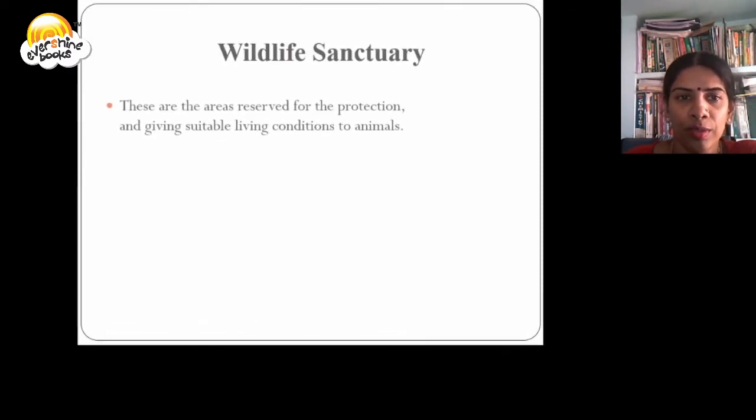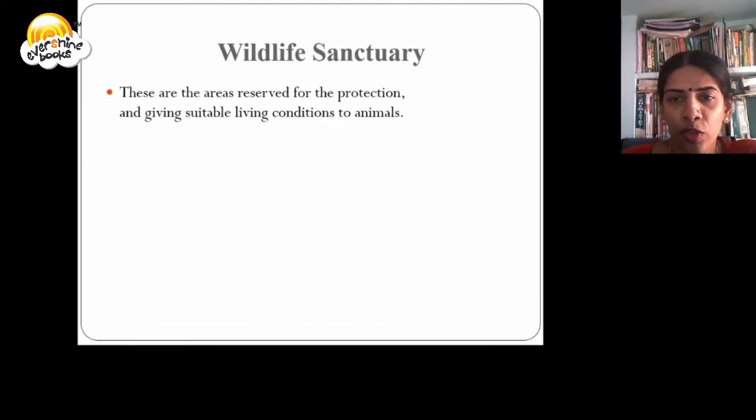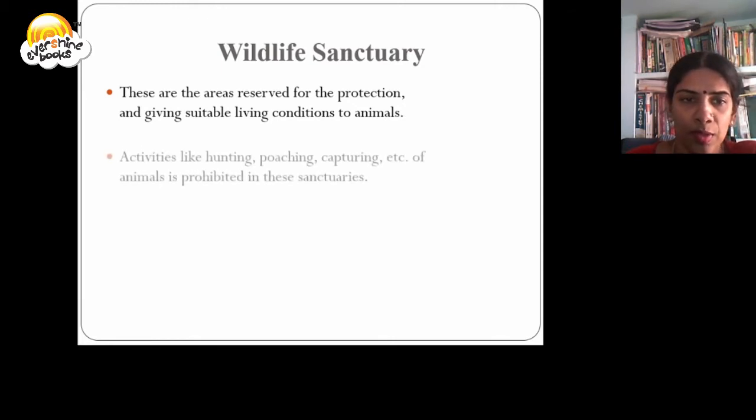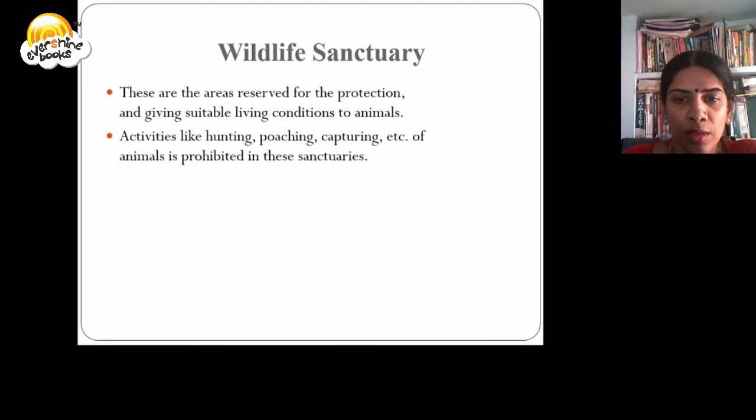Wildlife Sanctuary. These are the areas reserved for the protection and to give suitable living conditions to the animals. Activities like hunting, poaching, capturing, etc. of animals are prohibited in these sanctuaries.